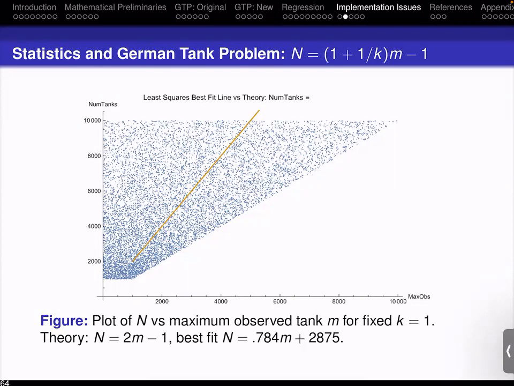Do you think this formula can hold for all values of m? That this will always give you a good prediction for n? What do you think? Are there any issues with this? What do you know about, what relationships do you know between n and m?